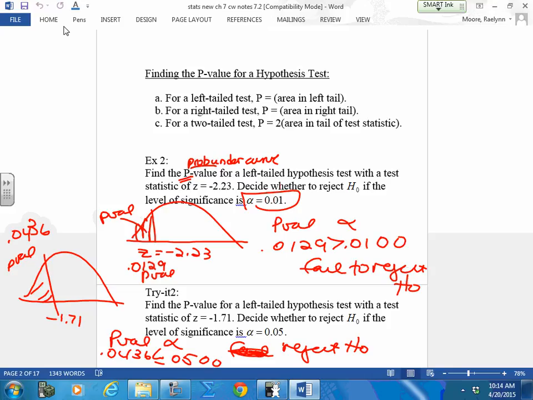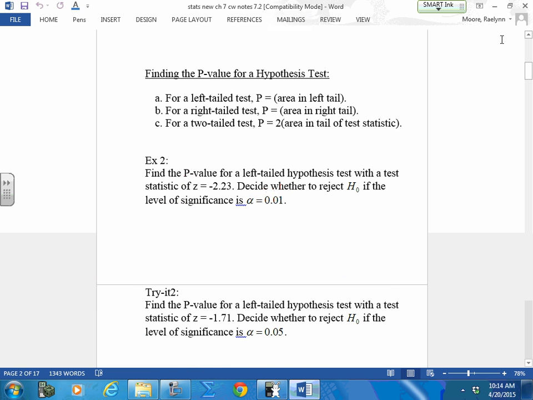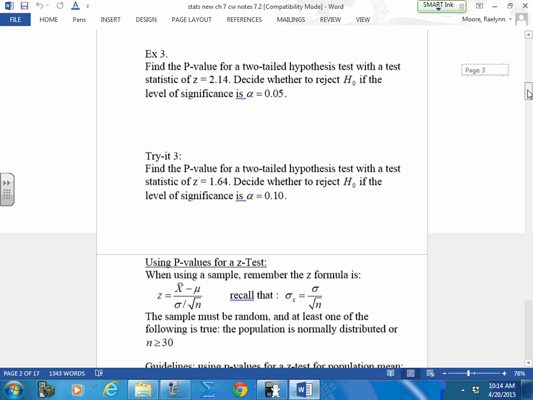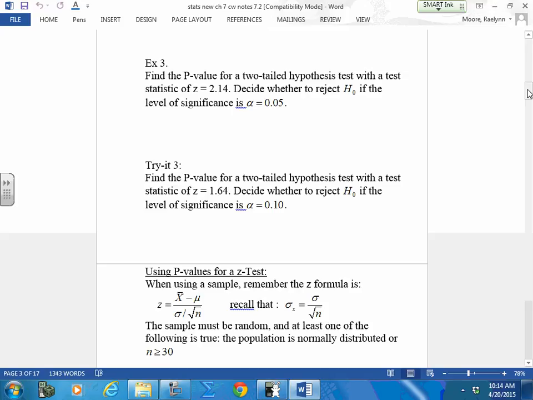My calculator is doing something crazy. Is it your calculator? Yeah, see, that's why I don't use the calculator.